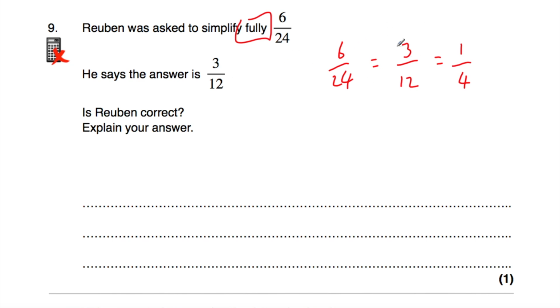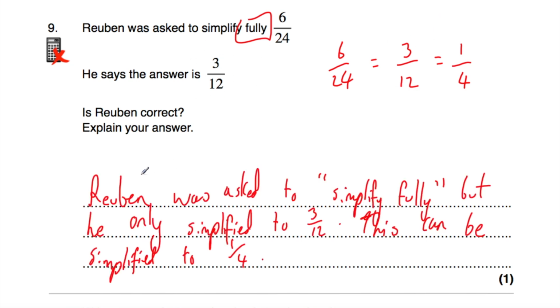So Ruben isn't correct. He's only simplified partially. He's partially simplified, but he hasn't fully simplified. He hasn't divided by 3. He needs to divide both of those numbers by 3 again. And that's it. So I've just written down that Ruben was asked to simplify fully, but he only simplified to 3/12. This can be simplified to 1/4. You can divide both of those by 3 and you'll get 1/4.